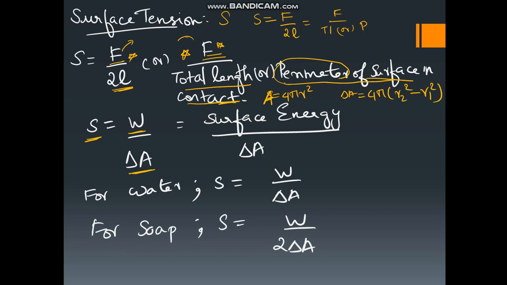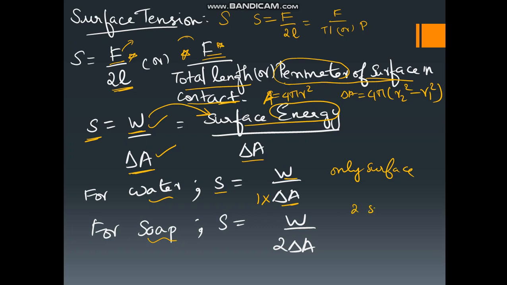So surface tension is work divided by change in surface area, that is equal to work done, which is stored as energy. Here it is surface energy. So surface energy divided by delta A. For water, surface tension is work done divided by delta A, because it has only one surface. Water has only one surface, so in the denominator we are multiplying it by 1. But for soap, it has two surfaces, so it is work done divided by 2 into delta A.